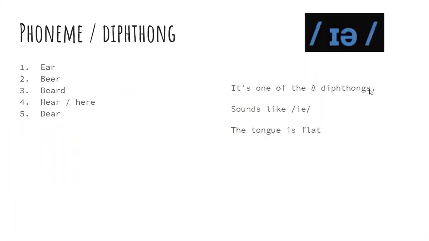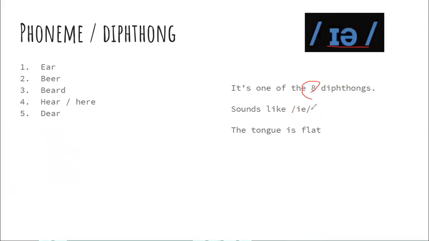And we're about to finish. We have diphthongs. One of my favorites: ear. Ear is one of the diphthongs. It sounds like ear, y la lengua es plana para poder hacerla. For example: ear, beer, beard, here, dear.